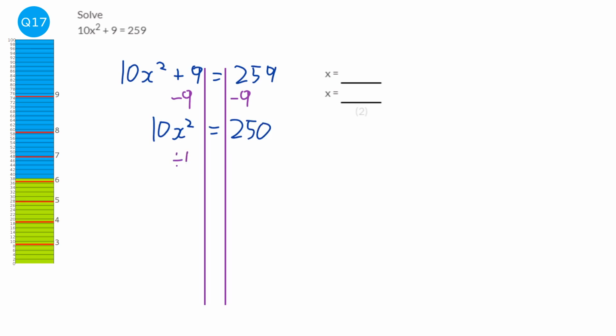Then we're going to divide by 10 both sides, so we've got x squared equals 25, and then we're going to square root both sides. Now, this does give us 5, but it also gives us negative 5, because minus 5 times minus 5 is also 25. So our two solutions are 5 and minus 5.